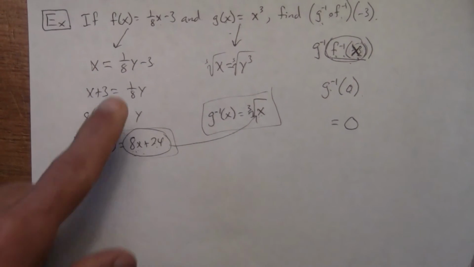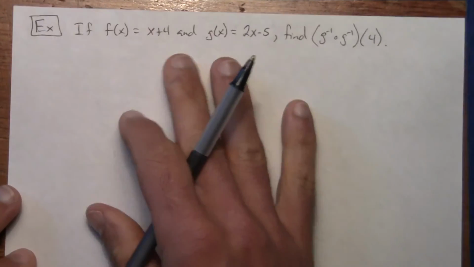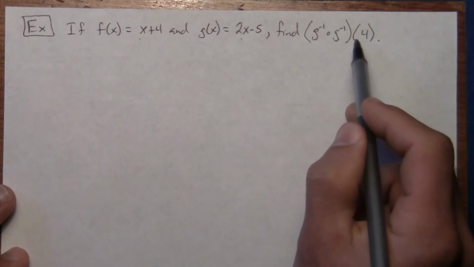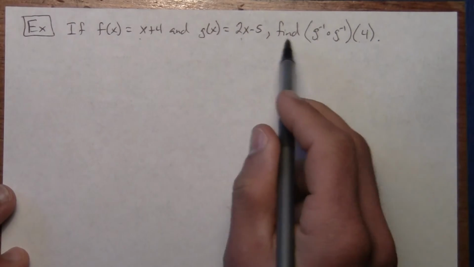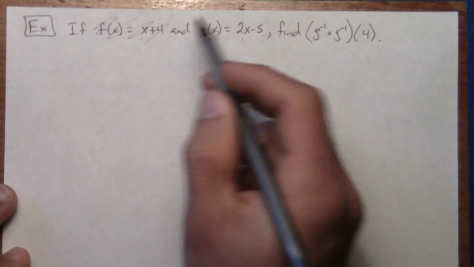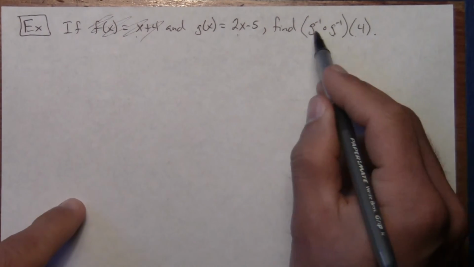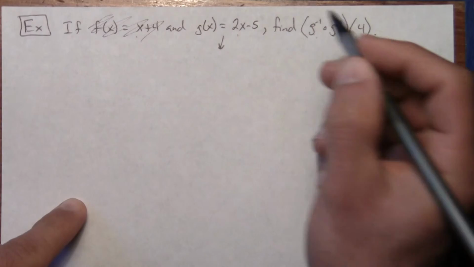Alright, then the last problem I'll do is something similar to this one. It's given these two functions, find G inverse of 4. Realistically, there's no need to have function F here. We're not ever using it. Same type of problem, it's just you're going to plug it into the inverse twice. So clearly I need to know what the inverse of G is.